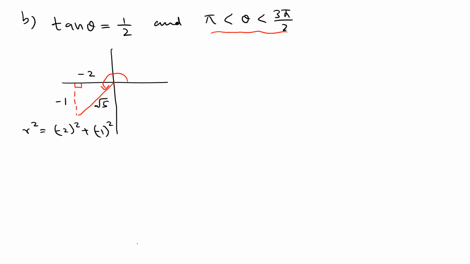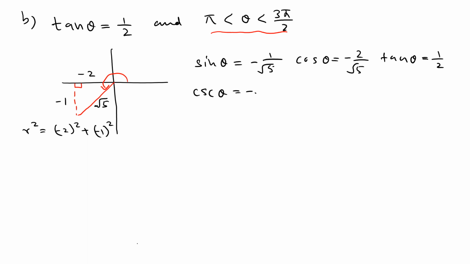Okay, now we know all three sides, so we can write the ratios. So sine theta is -1 over square root 5. Cosine theta is -2 over square root 5, and tan theta is -1 over -2, so that means 1/2, which is already given. And then cosecant theta upside down, and secant theta, which is negative square root 5 over 2, and the cotangent theta, which is 2.